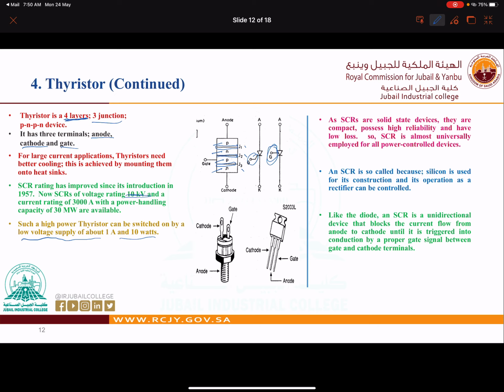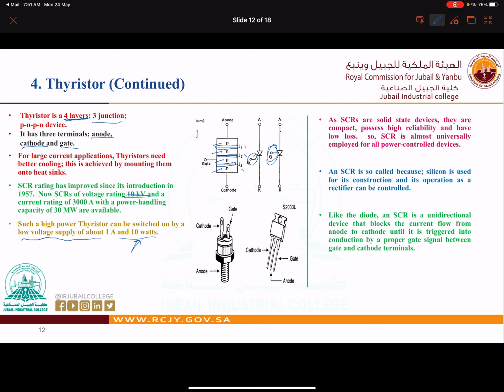Remember, guys, in a thyristor we are not switching off. We cannot control switching off. We are controlling only switching on, right? So the gate is responsible for switching on, and the power is basically 10 watts for the rating of 10 kilovolts. So it is a very small gate current to switch on the thyristor.